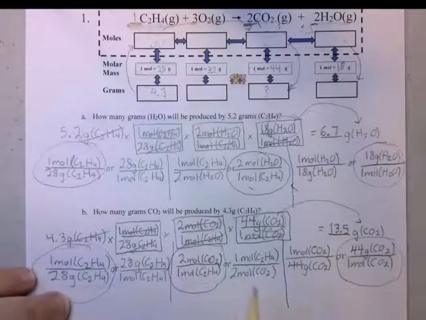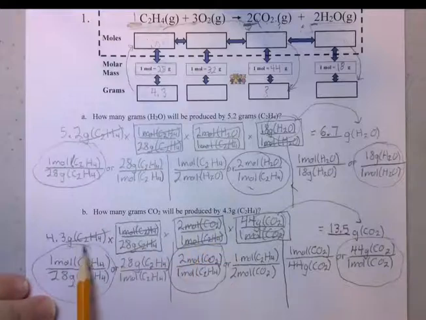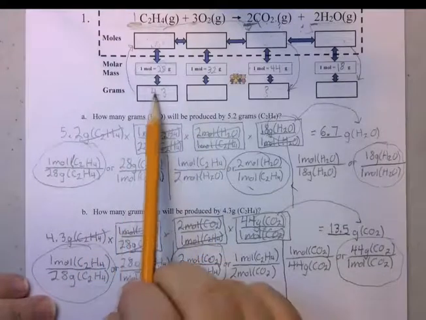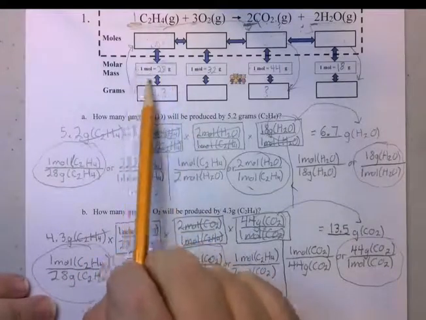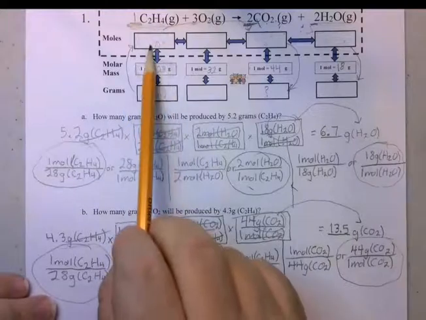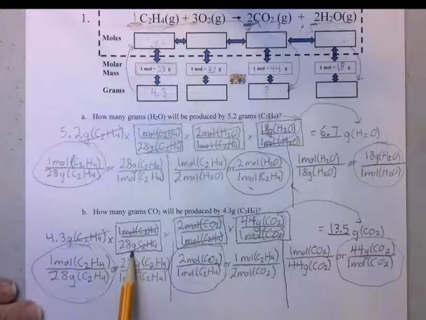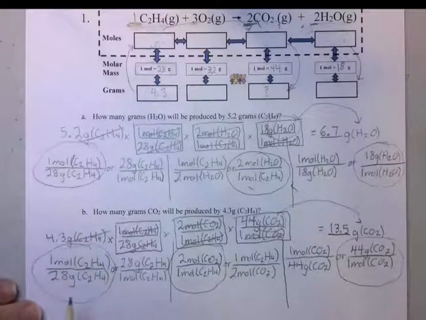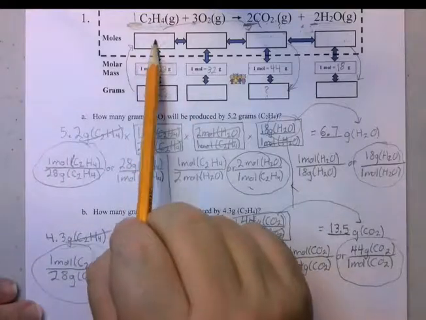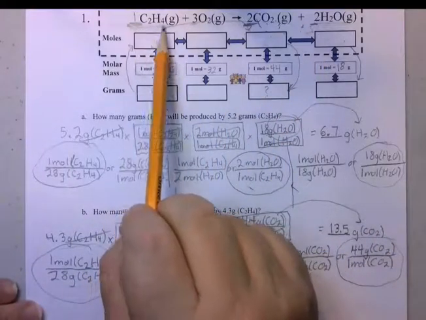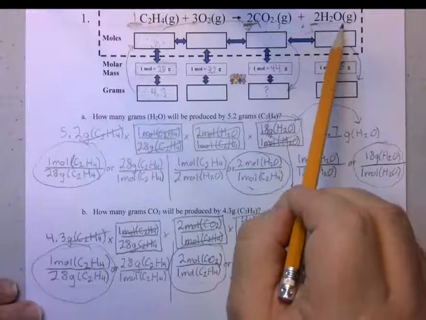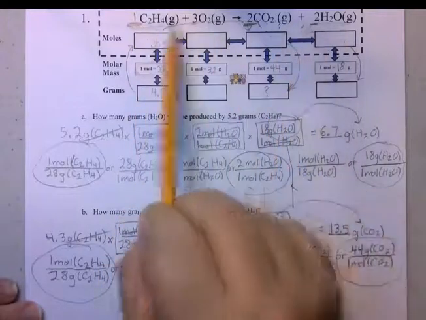Okay, so what we did was we started with what we knew, 4.3 grams. We have to use the molar mass conversion, 1 mole is 28 grams of C2H4, to get into moles. So we use the one that causes grams of C2H4 to cancel out, choosing between these two. Now we're ready to go from here to here. That's moles of C2H4 to moles of CO2.